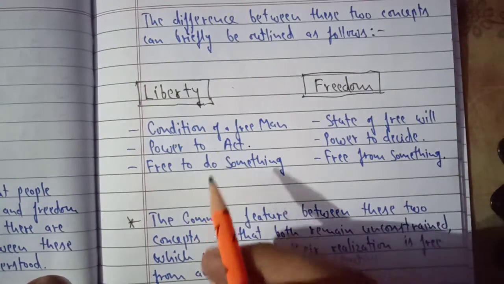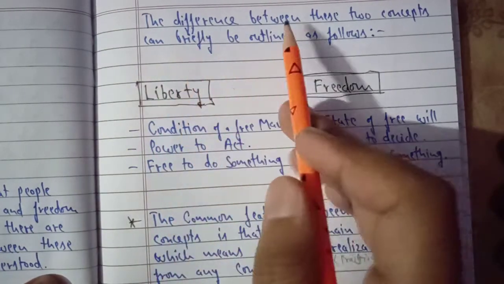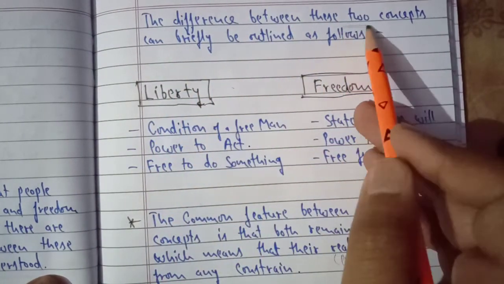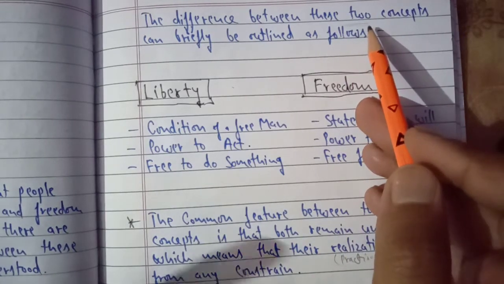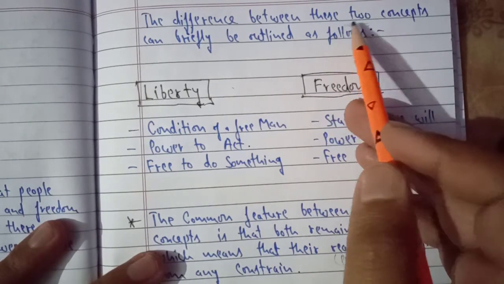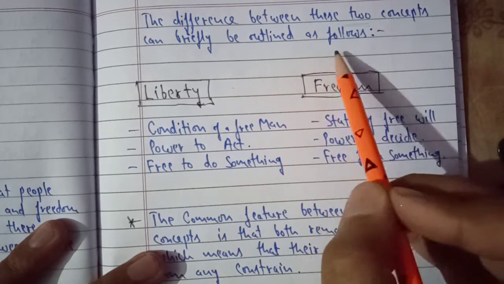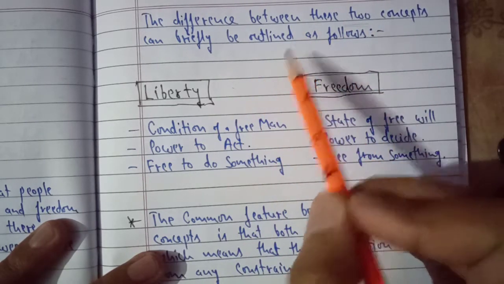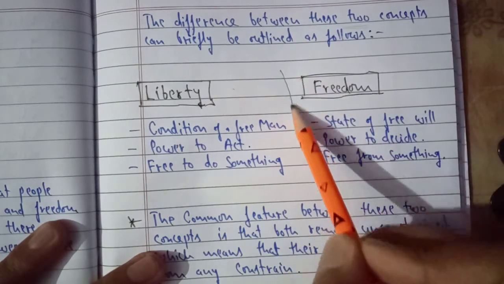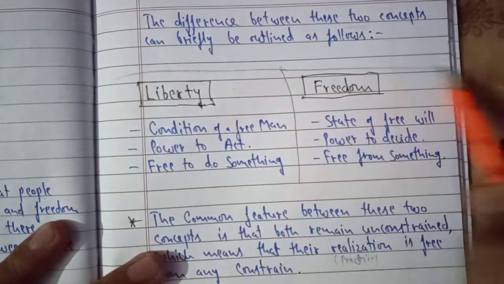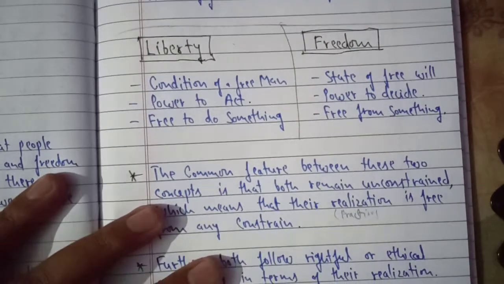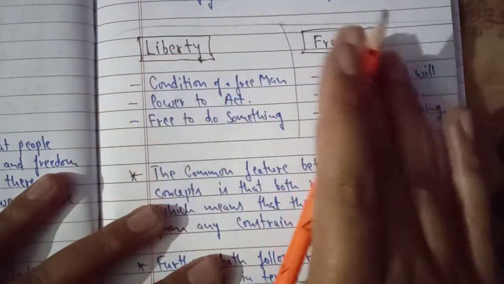Now let's start further. You can see here the difference between these two concepts, liberty and freedom, which we are discussing in this chapter. If we want to find the difference between these two concepts, it can be briefly outlined as follows. I have divided them. So let us see what is the difference between liberty and freedom.